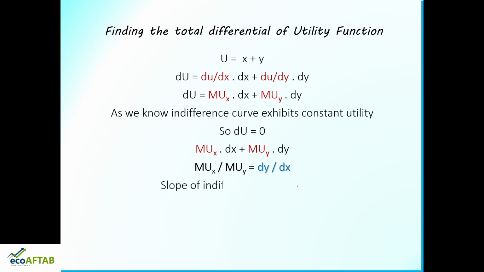So slope of indifference curve is equal to marginal rate of substitution, and marginal rate of substitution is equal to dy by dx, which in turn is equal to the ratio of marginal utilities of x and y. So with this, friends, we have derived the slope of indifference curve from utility function.